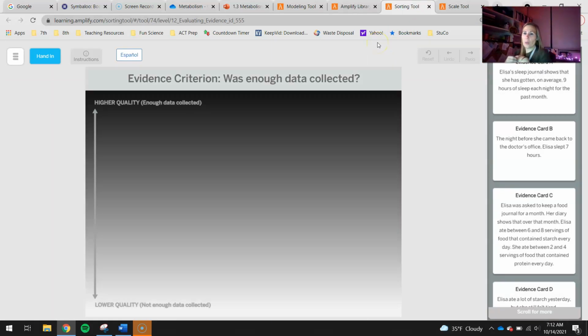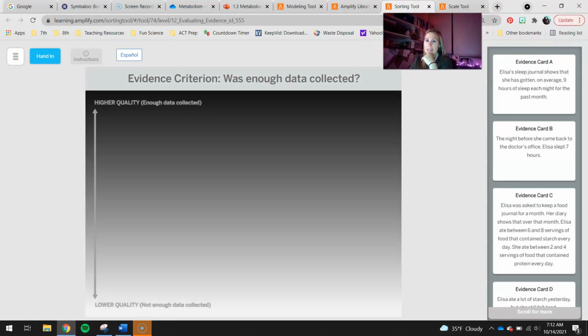So you guys will right-click and open this link up, and then over on the right-hand side, you guys will see all your evidence cards. And you guys will see this gradient. So the better pieces of evidence will go towards the top where it's darker, and then the lower quality are down here at the bottom where it's lighter.